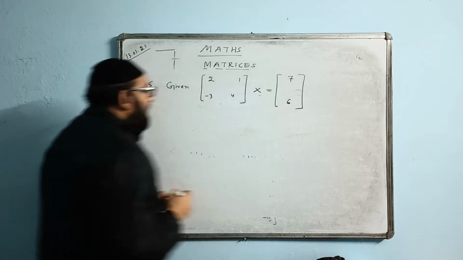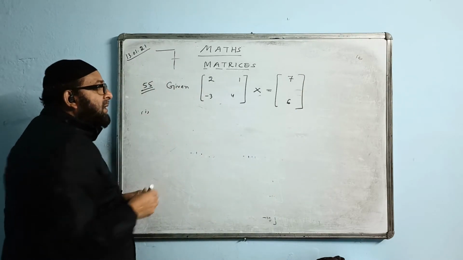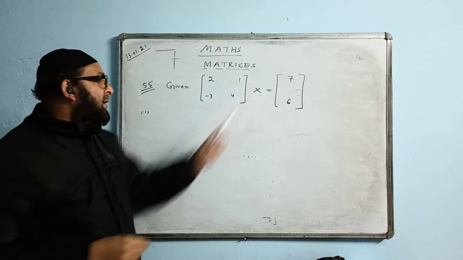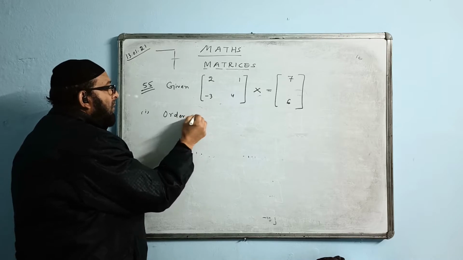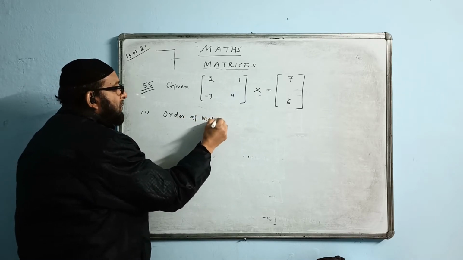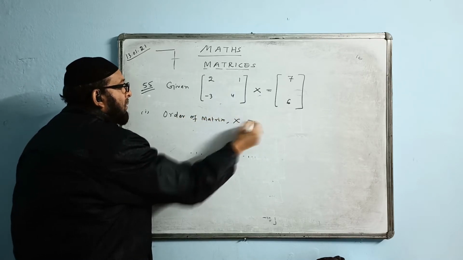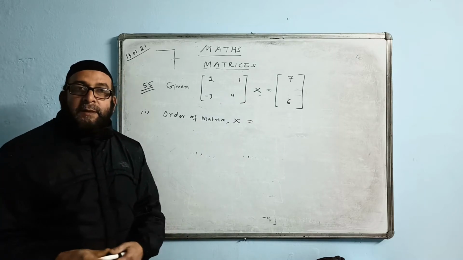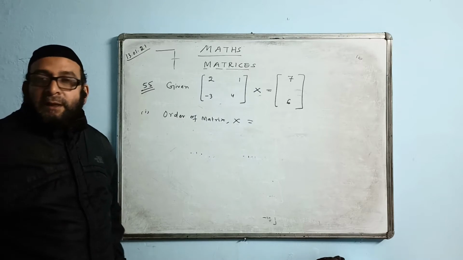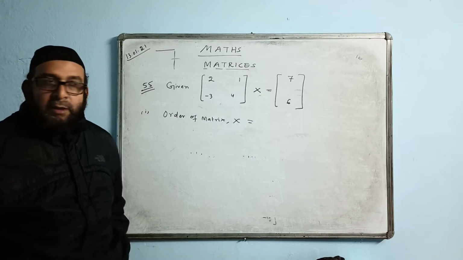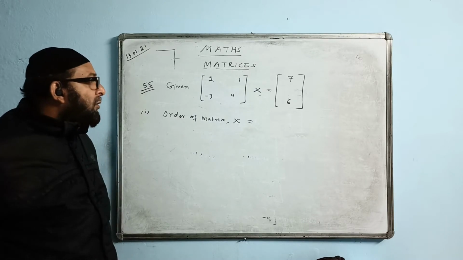Okay. Two parts of the question. First, they are asking to state the order of the matrix X. Order of matrix X. We write like this: order of matrix X. Matrix X is unknown. They are saying just state the order of matrix X without any reason. They are not asking for a reason.